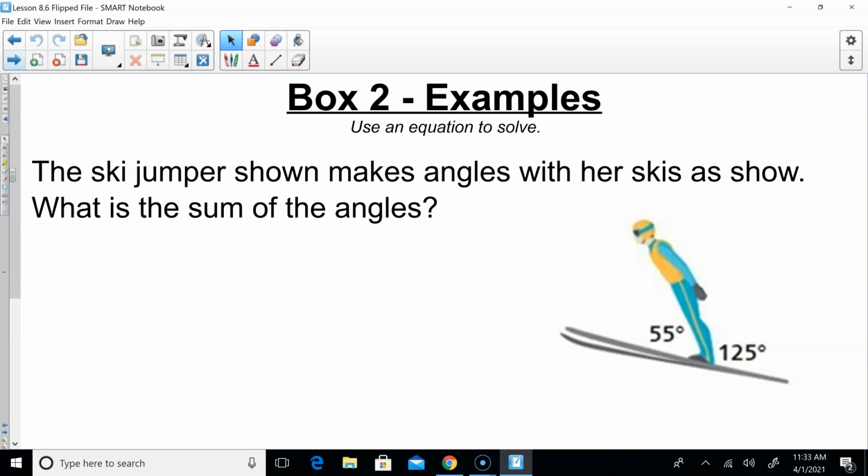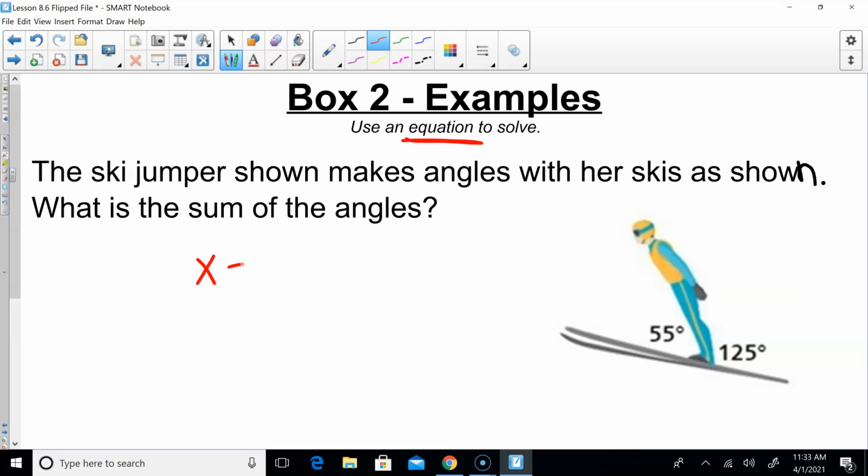So box 2 examples, here we go. The ski jumper shown makes angles with her skis as shown. Add that little letter in there, shown, period. What is the sum of the angles? Well, it says use an equation. That's the important part. We know equations have variables.